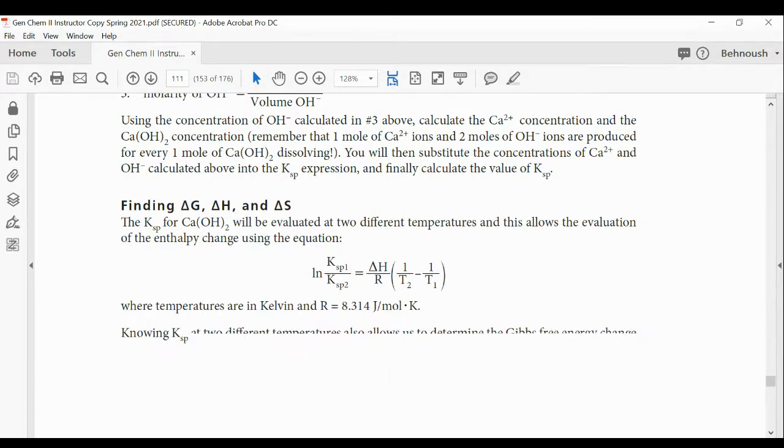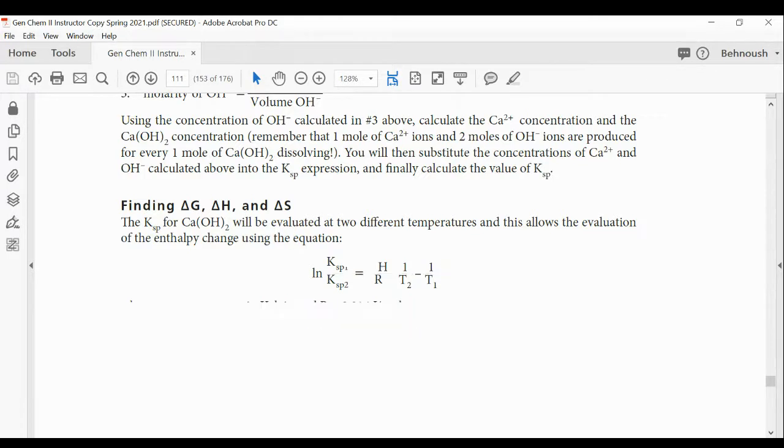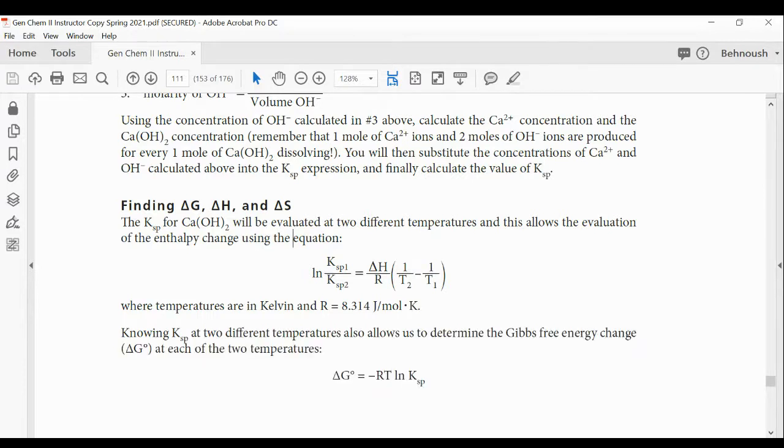Then you plug in the numbers here, and just make sure that the temperature is in Kelvin. The value for R is a constant value that is given. So you have temperature 1 and temperature 2, and you have KSP at temperature 1 and temperature 2. Since everything is known, using the math, you are going to find the value for delta H.